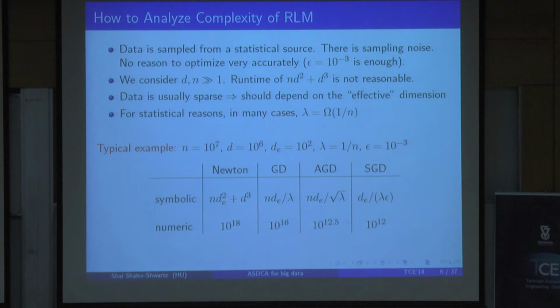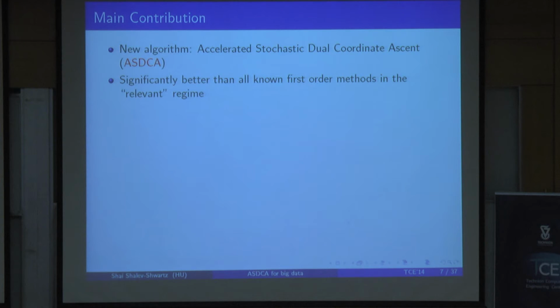And then when you work out the numbers, you see that Newton, which is maybe the best method from an optimization point of view, because it depends on log 1 over epsilon, is a worse method for this regime. Gradient descent is better. Accelerated gradient descent is even better. But then stochastic gradient descent for this regime is the best method.